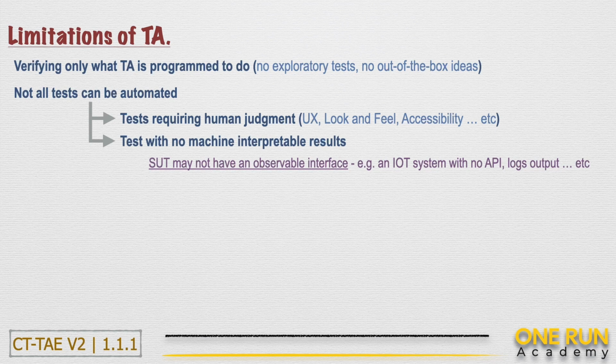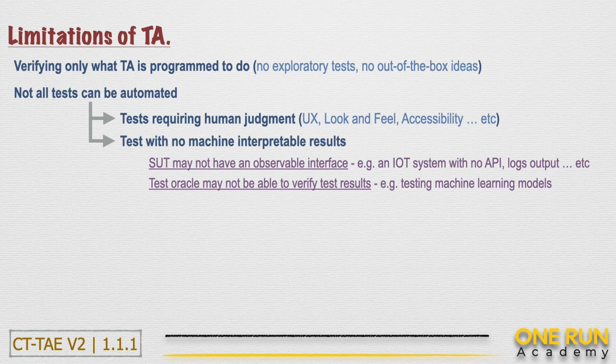Also, some results may not be interpretable by the test oracle. If you're wondering, a test oracle is a mechanism that tells you if the test has passed or failed. So sometimes the oracle can't do its job. For example, testing machine learning models is very tricky and test results are too fuzzy for automation to handle without extra human help. So, test automation is great, but it's not magic.